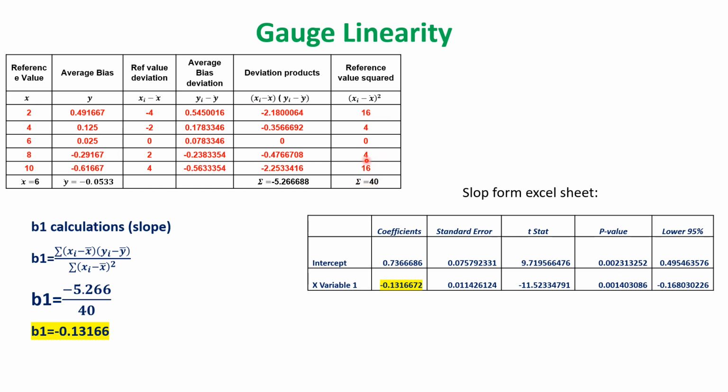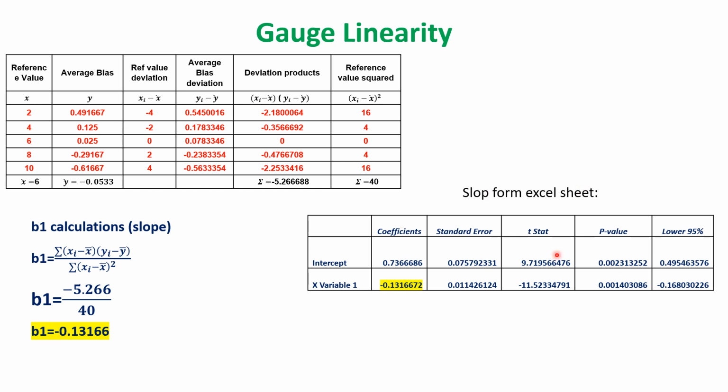So again you have to add this together, that will be 60. Now from this value you have to calculate the slope. How will the slope be calculated? The formula for the slope is this. Now this is a deviation product, the summation of deviation product. Here you can see that it is minus 0.26, and the denominator is the reference value square, that is 40. So after calculation you have got this slope, that is minus 0.13.